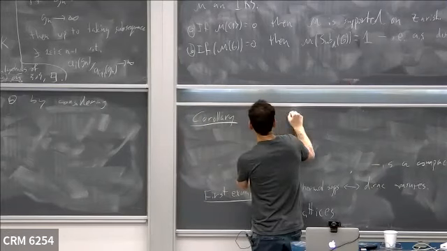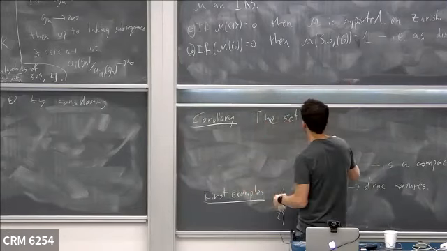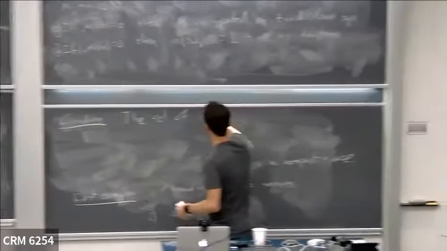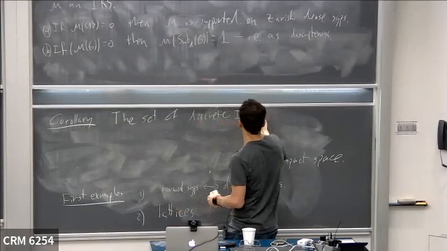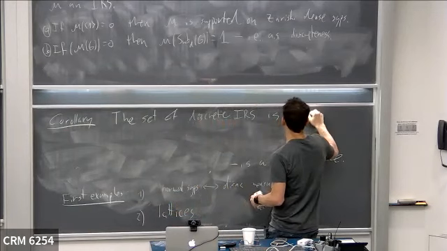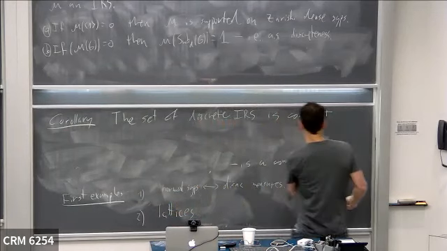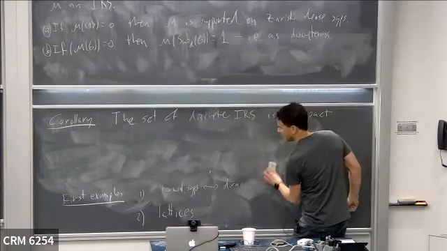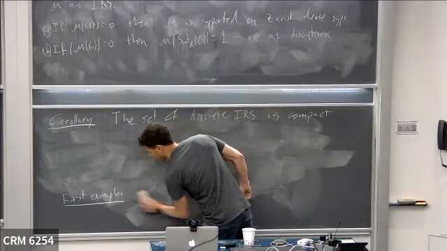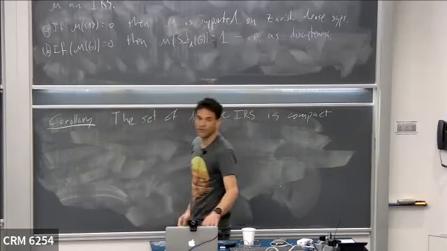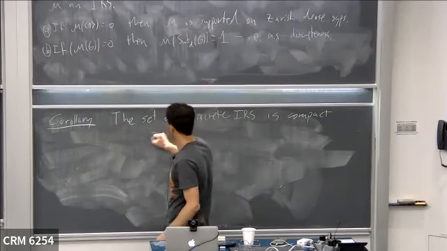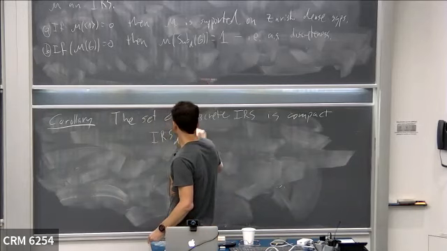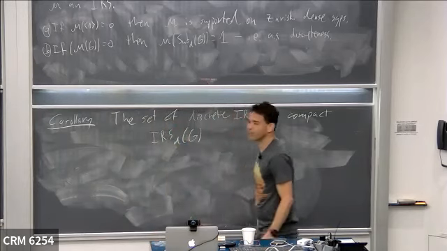The set of discrete IRS is compact. If you use a simple Lie group, the set of discrete IRS, which I denote by IRS_D(G), is compact.